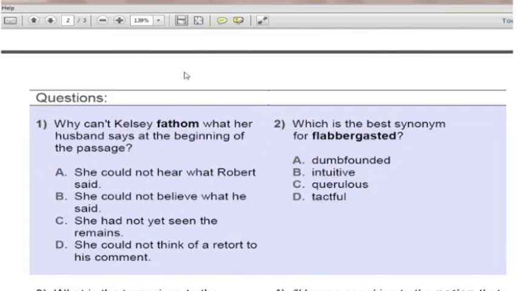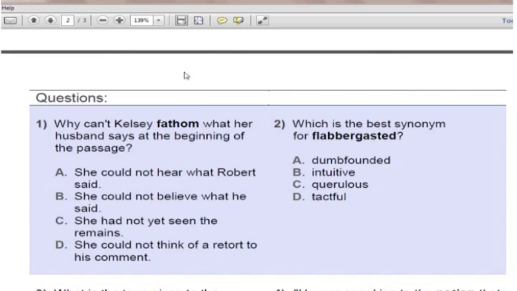Now let's read the questions. Question number one is, why can't Kesley fathom what her husband says at the beginning of the passage? A. She could not hear what Robert said. B. She could not believe what he said. C. She had not yet seen the remains. D. She could not think of the retort to his commitment. The answer is option B.